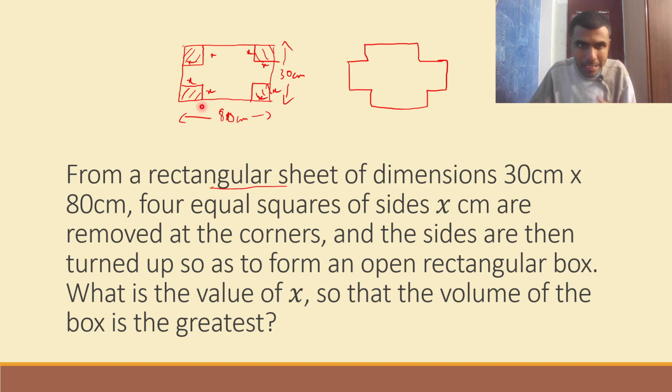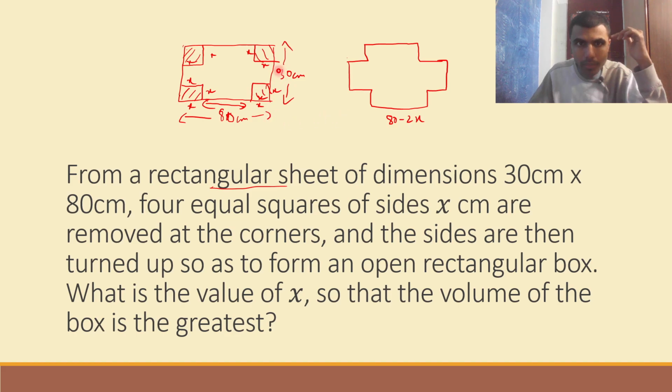Initial length was 80. Now from here x is removed. See carefully. From here x is removed. That means x is gone on both sides, so 2x is removed. So my remaining portion length is 80 minus 2x. This is 80 minus 2x.